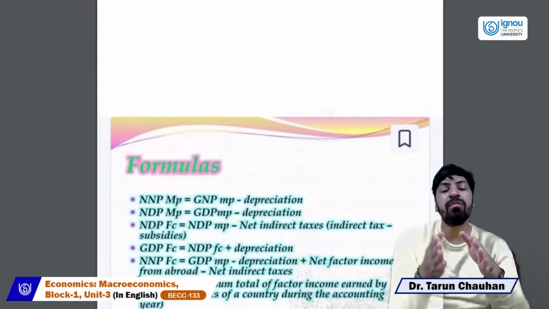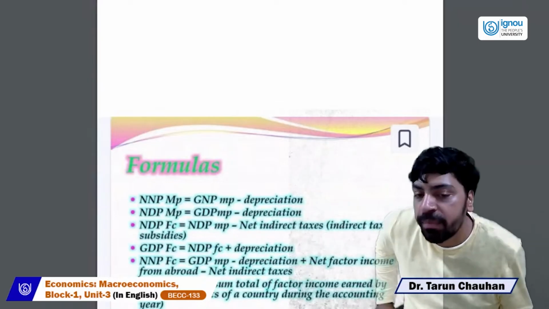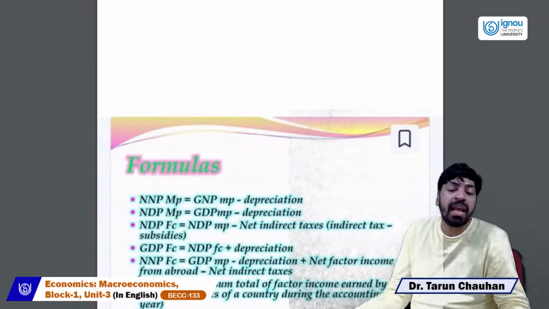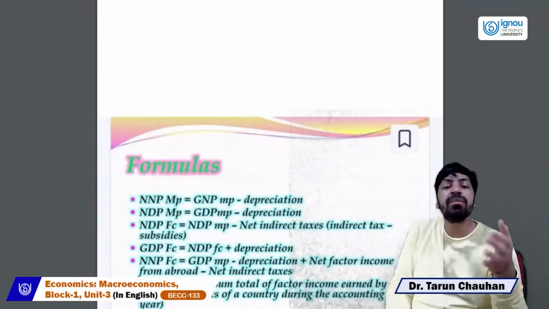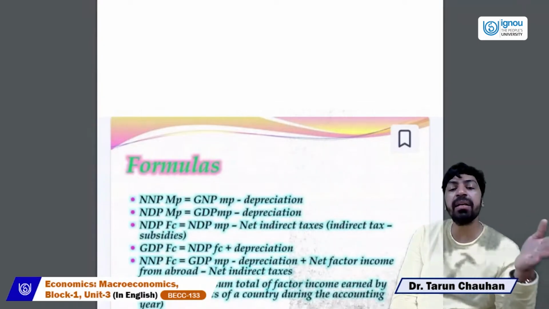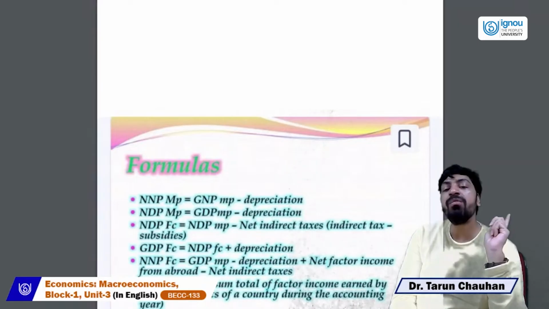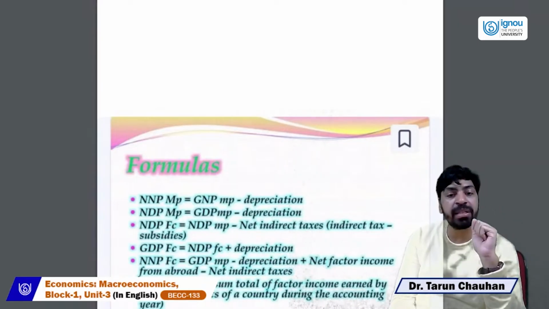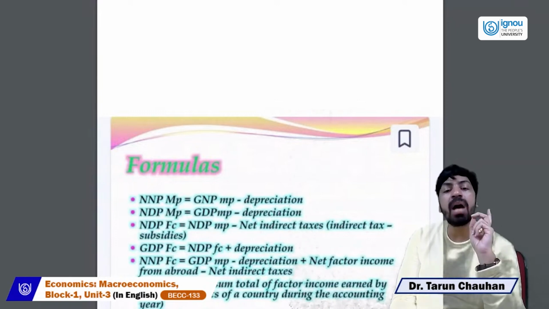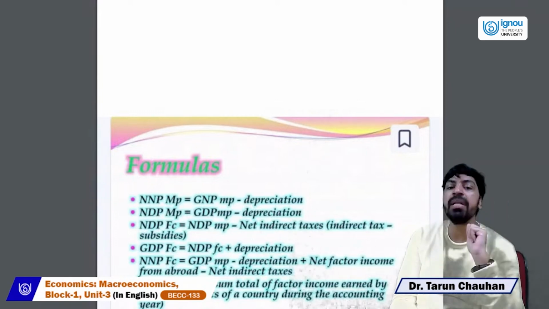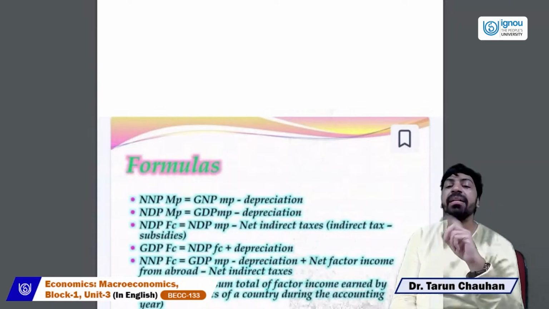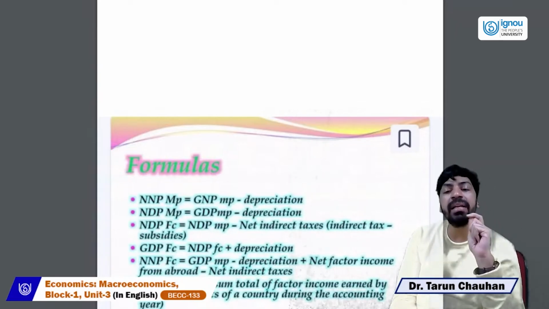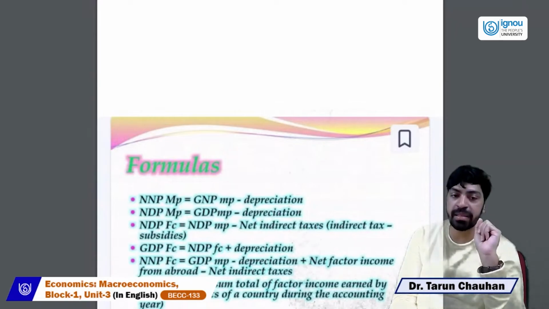But how are these formulas to be memorized, or easily understood, so you can use them accordingly for the calculations of the numericals? When we talk about gross to net, it's minus depreciation. Net to gross, plus depreciation. Market price to factor cost is minus net indirect taxes. And how do we calculate the net indirect taxes? It is indirect tax minus subsidies.